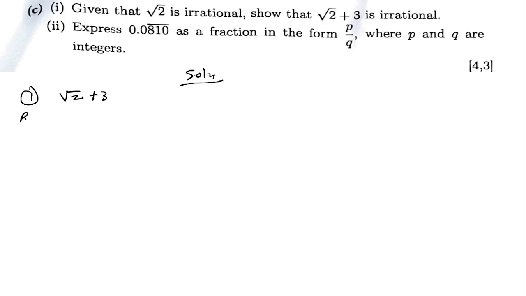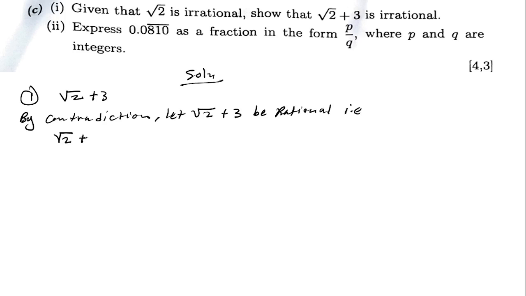You're going to say, by contradiction, let square root 2 plus 3 be rational, such that square root 2 plus 3 will be equal to P over Q. Because when something is rational, it has to be in the form of P over Q, where Q is not supposed to be equal to 0, and P should not be equal to 0.